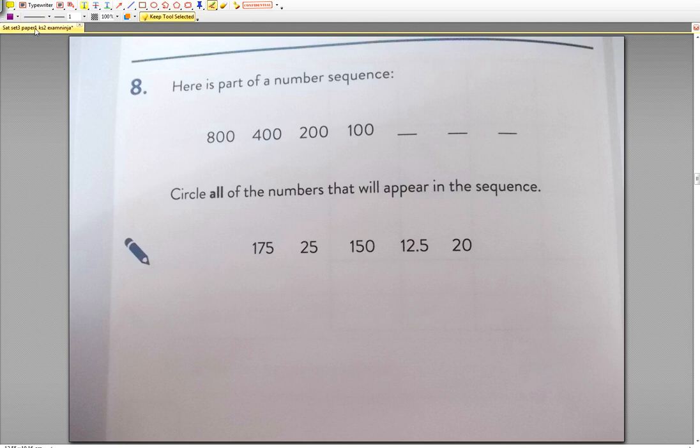Somebody's awake. Here is part of a number sequence: 800, 400, 200, 100. I want somebody to give me the idea of what's happening in the pattern. Okay, Sonia, go for it. I wouldn't say takeaway. We've got to do the same thing each time. We're dividing by what? Dividing by 2. So we're doing the same thing each time.